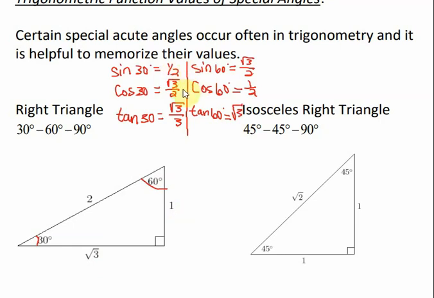Well, these 1/2s and square root of 3s, remember we have all those values on the unit circle. So that's how it's related to the unit circle. If we were on the unit circle at 30 degrees, we know that the y value would be 1/2, the x value would be the square root of 3 over 2. And then on 60 degrees, the y value would be the square root of 3 over 2, and the x value would be 1/2.